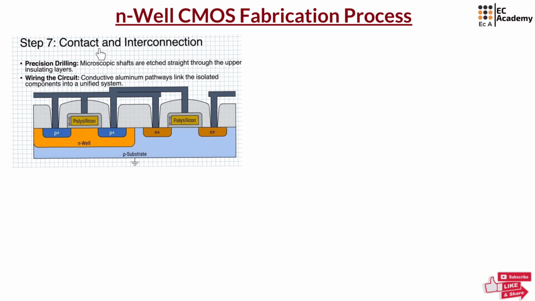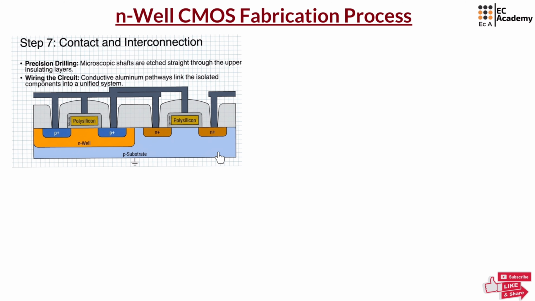The last step is contact and metallization, where we'll do the interconnection. Now our transistors are ready, but we need to connect them. So we'll make small holes which are known as contact openings to expose the terminals, and finally we deposit the aluminum pattern to create the interconnections. This aluminum will act exactly like electrical wiring.